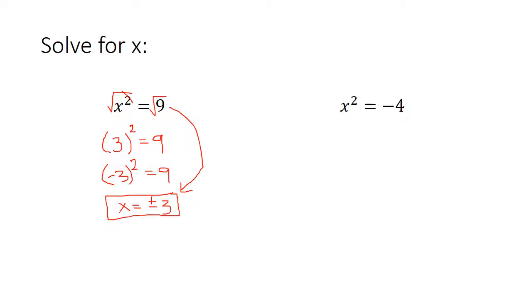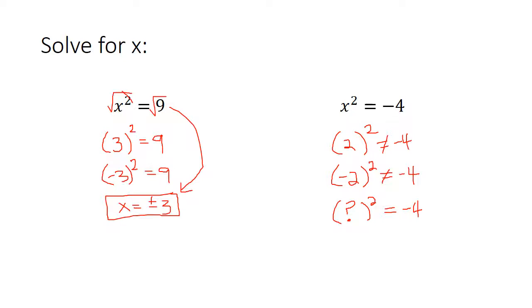Let's consider a similar example. Here we have x squared equals negative 4. It's the same idea. We want to know what number you square to end up with negative 4. You might think, okay, what about a 2? But actually 2 squared is positive 4, not negative 4, so that doesn't work. Maybe some students would try negative 2. But negative 2 times negative 2 is still a positive 4, not a negative 4. So we're still looking for a number that you can square to end up with negative 4. That's the big question.